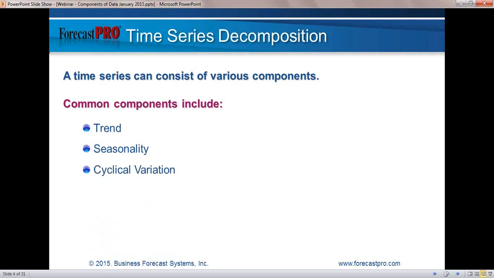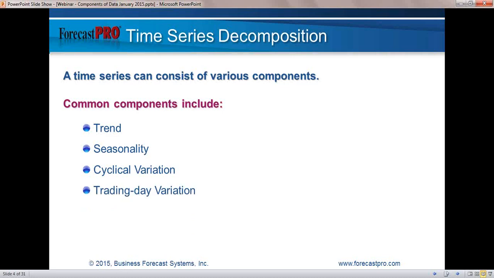Cyclical variation, and really what I mean by this is the business cycle. So are we driven by the economy? In times of recession, do our sales go down? In times of expansion, do our sales go up? Many of us may have products that are driven by the economy, and some of us will have some that really aren't. But again, we'll consider, is our demand being driven by the economy? And if so, how do we approach forecasting it?